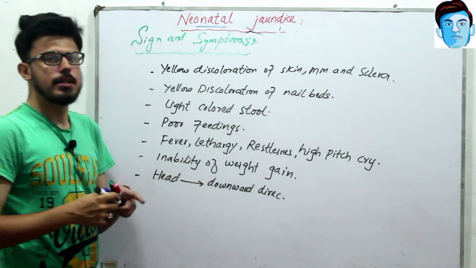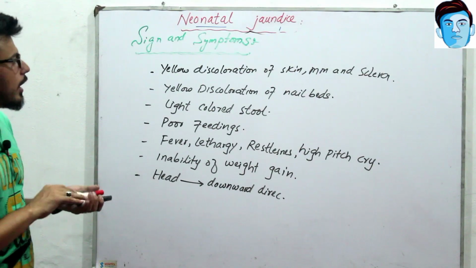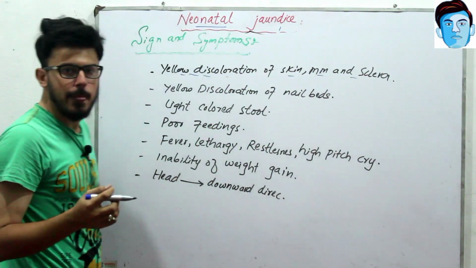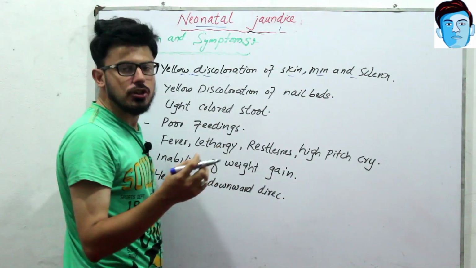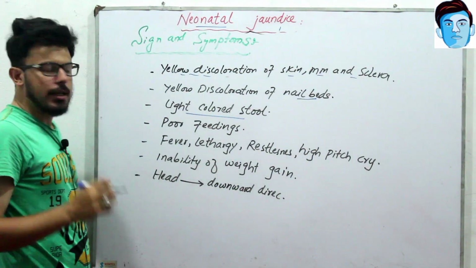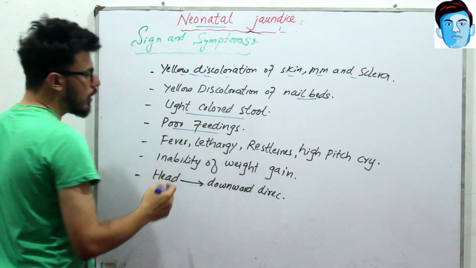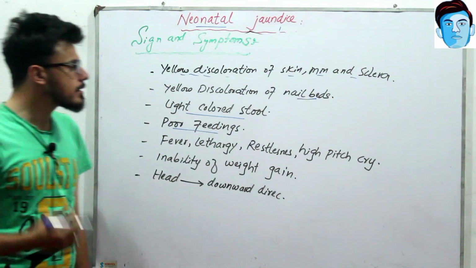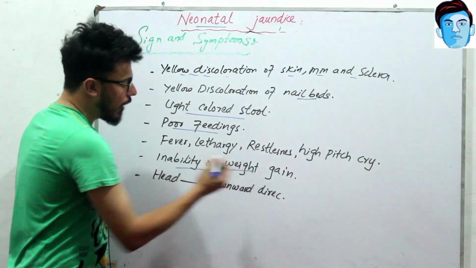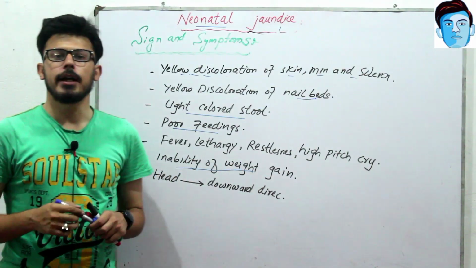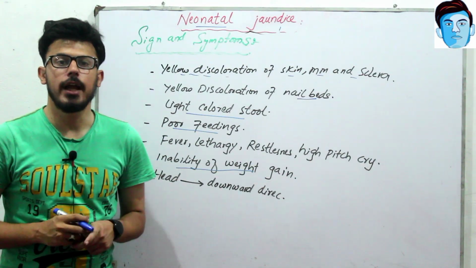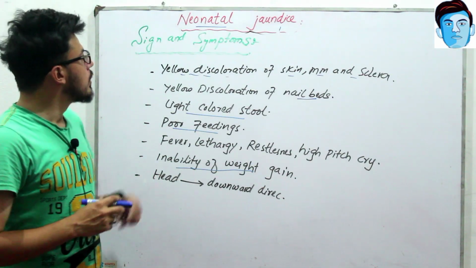So what are the signs and symptoms of neonatal jaundice? The first is yellow discoloration of skin, mucous membrane and sclera. There is also yellow discoloration of the terminal portion of the nails. There is light color stool and poor feeding. Also there is fever, lethargy, restlessness, high pitched cry, and inability of weight gain. The jaundice first appears at the head, then it moves downward. Initially it is more central and then it moves peripherally. Now these are the signs and symptoms.